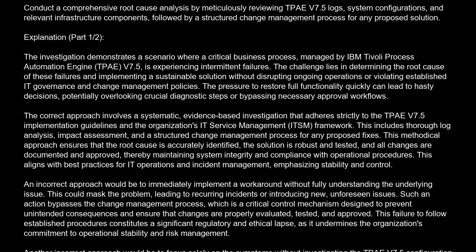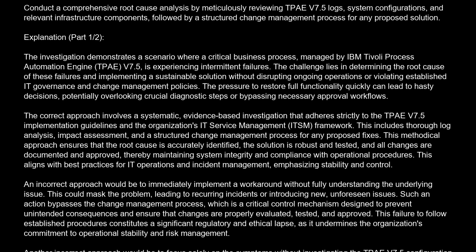The challenge lies in determining the root cause of these failures and implementing a sustainable solution without disrupting ongoing operations or violating established IT governance and change management policies. The pressure to restore full functionality quickly can lead to hasty decisions, potentially overlooking crucial diagnostic steps or bypassing necessary approval workflows. The correct approach involves a systematic, evidence-based investigation that adheres strictly to the TPv7.5 implementation guidelines and the organization's IT service management (ITSM) framework.